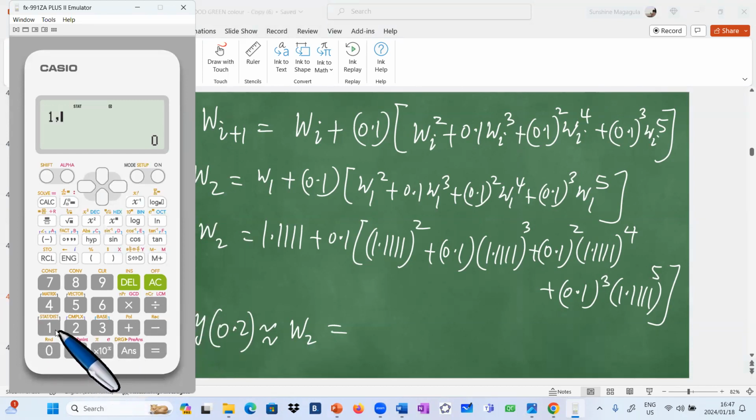So it's 1.1 plus 0.1 into 1.1 squared, plus 0.1 times 1.1 cubed, plus 0.1 squared times 1.1 to the fourth power, and then plus 0.1 cubed.